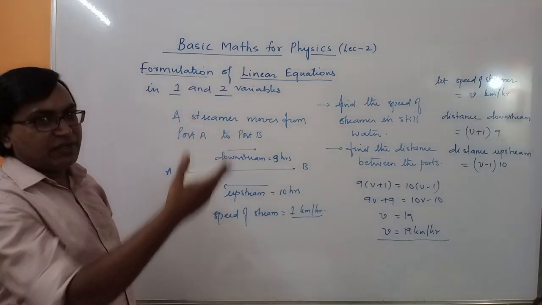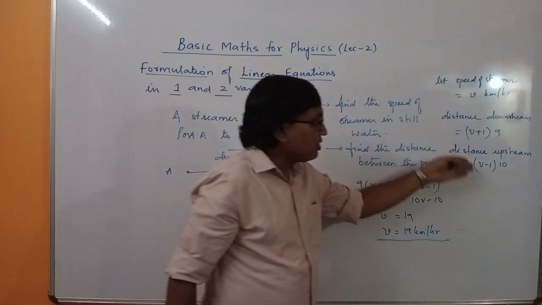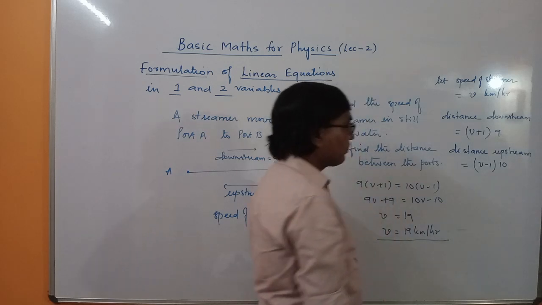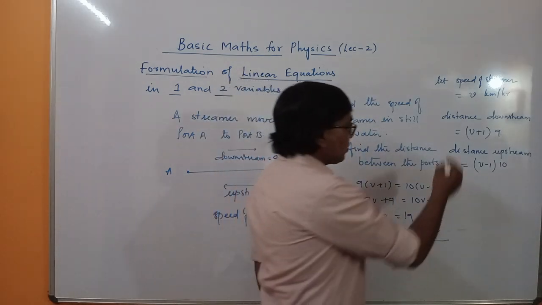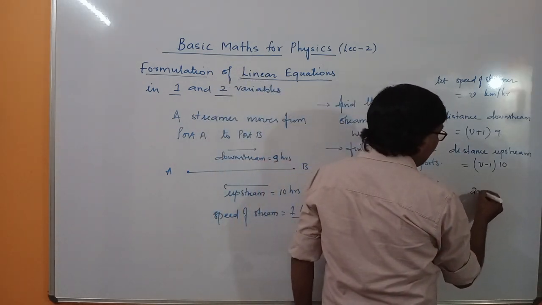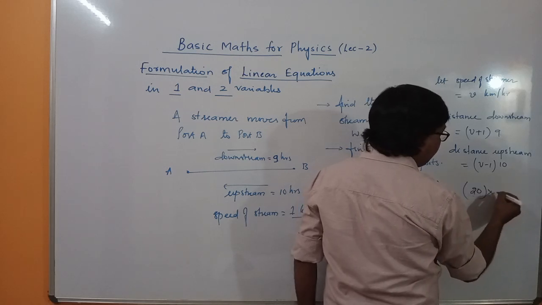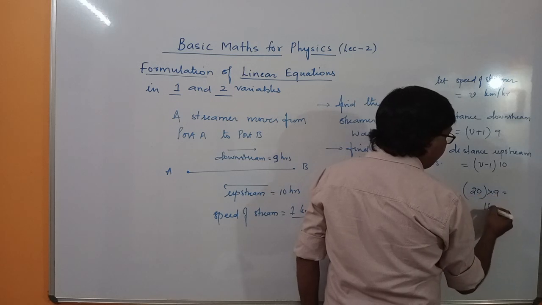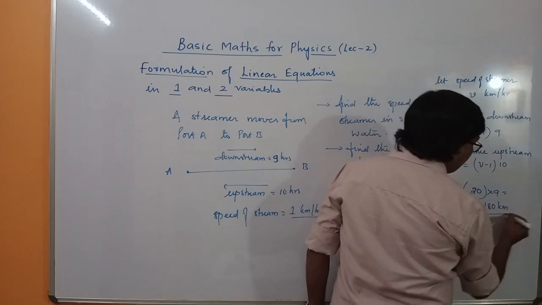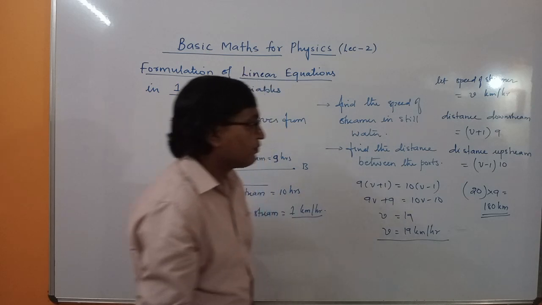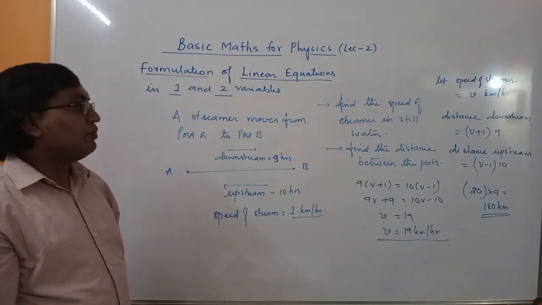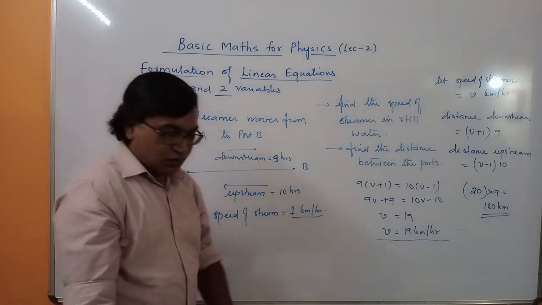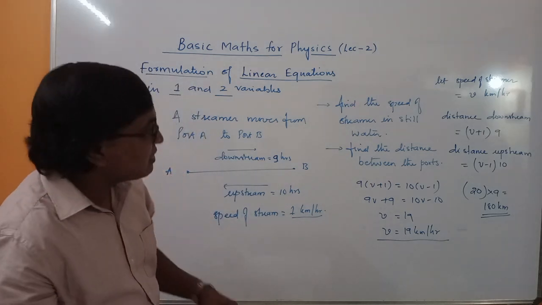So take any one of the equations, whether you take this equation or this equation. If you take this equation, 19 plus 1 is 20. So downstream the speed will be 20. How much time is it taking? 9 hours. So 180 kilometers. So the distance between the ports is 180 kilometers. Okay? Yes. So these are a few examples.